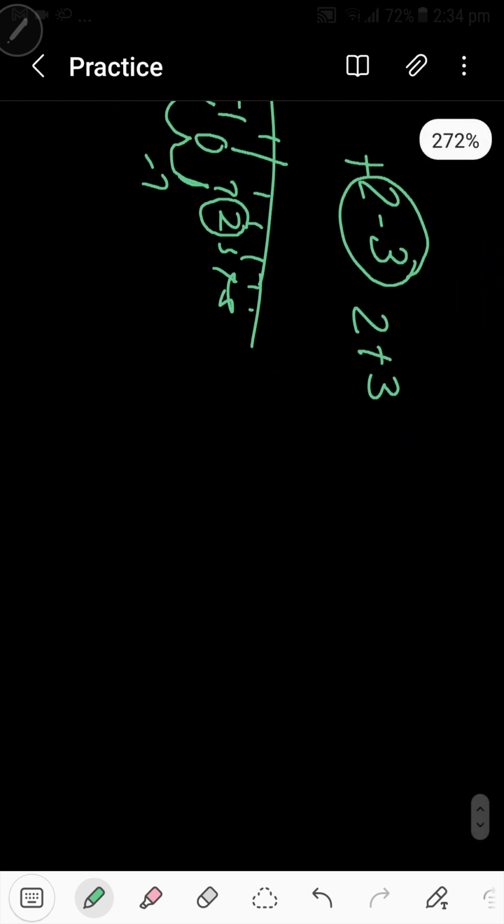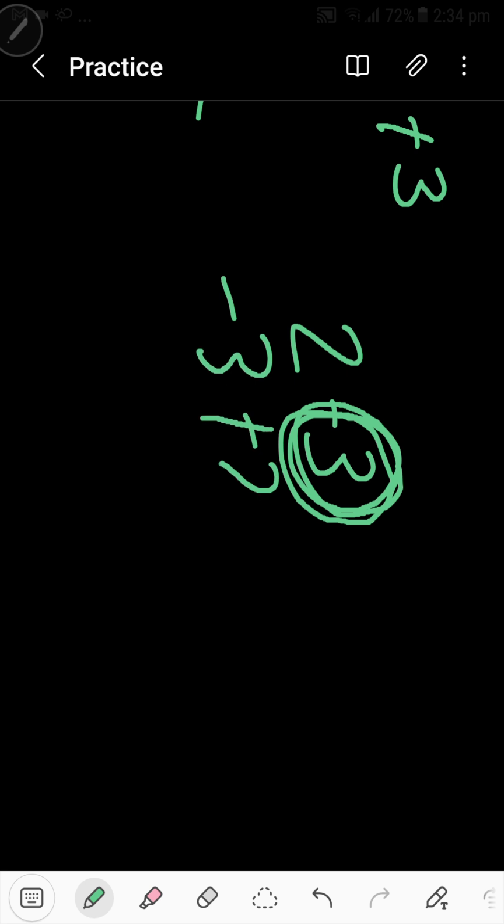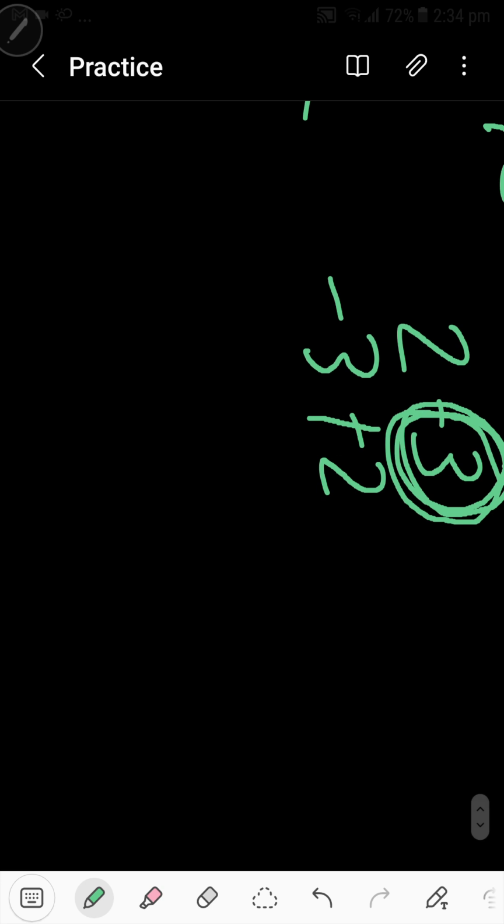Now it was in the condition where 3, the bigger number, was in front, in backward. What if it was minus 3 plus 2? Well, the answer would be the same. The order doesn't really matter. It's better if the bigger number is kept in front and the smaller number is kept backward, but it doesn't matter, the answer would be the same.